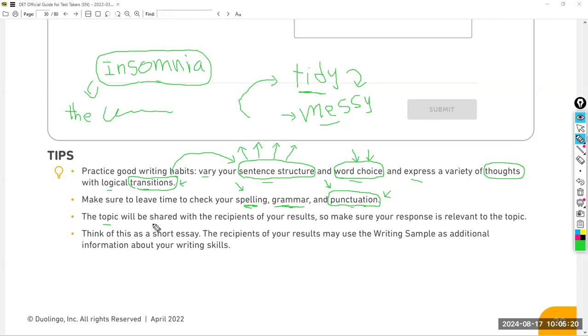So the topic will be shared with the recipients of your results. So make sure your response is relevant to the topic. Please don't be off-road.